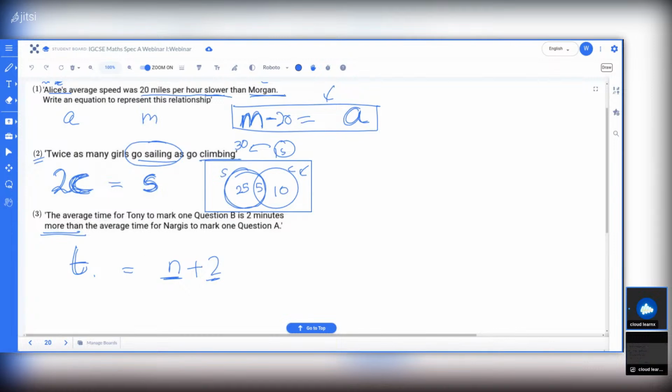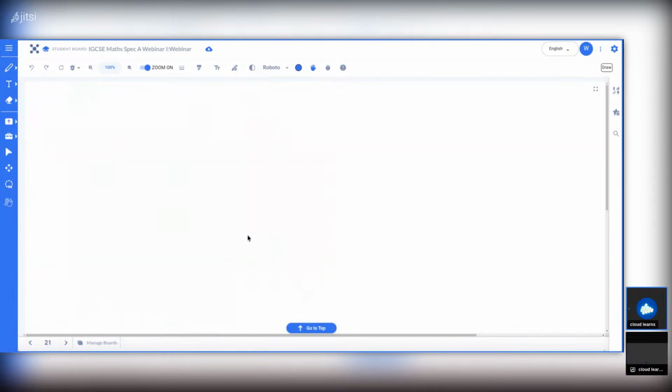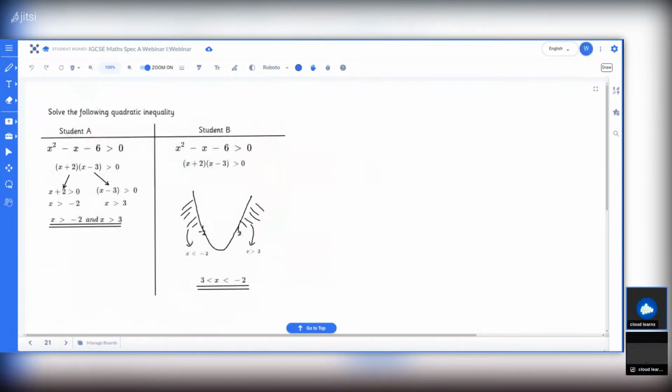So I think understanding what operations are involved, is it subtraction, addition, multiplication, division, you want to get used to it. Yeah, there are plenty of worksheets around this as well, so give it a go. And with practice you should be fine. But yeah, page 21, we've got quadratic inequalities.